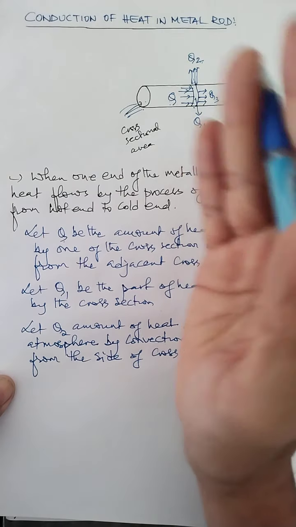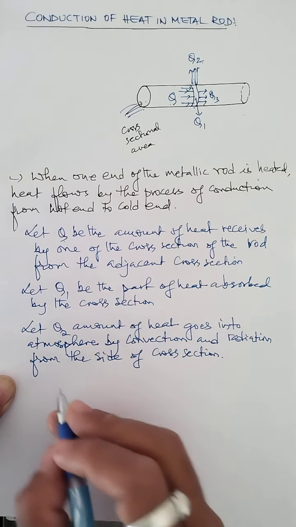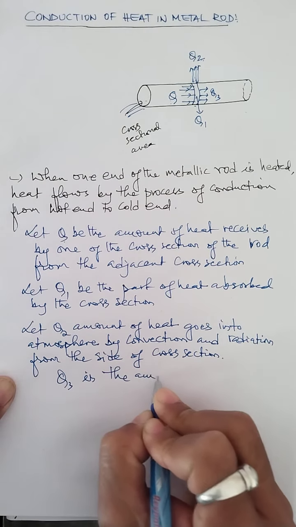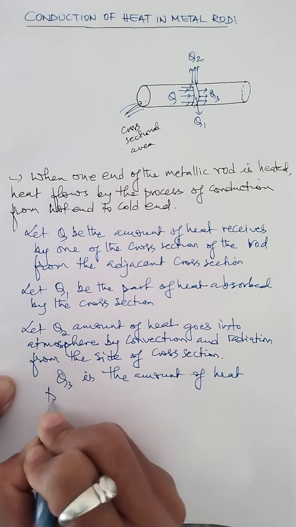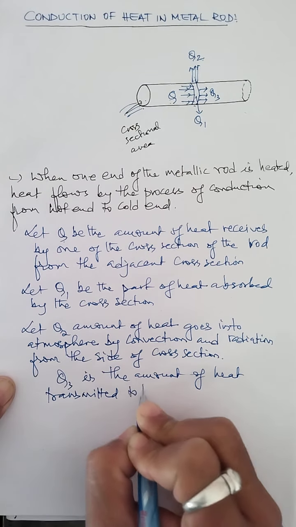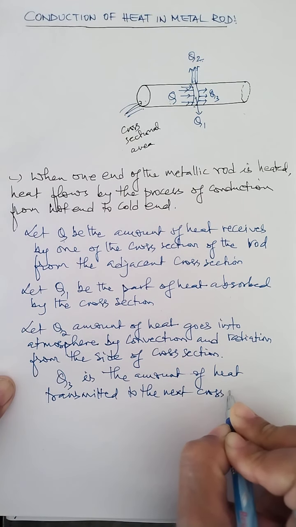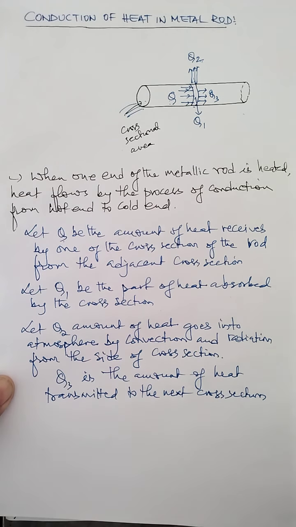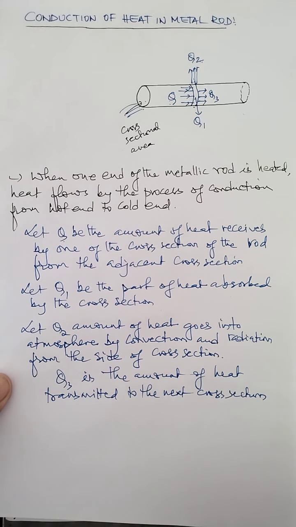then the remaining amount of heat has to be transmitted to the next adjacent cross section, and that is Q3. That's why Q3 is the amount of heat transmitted to the next cross section. And this heat transmitted to the next cross section is also through conduction. So under this process, what happened?